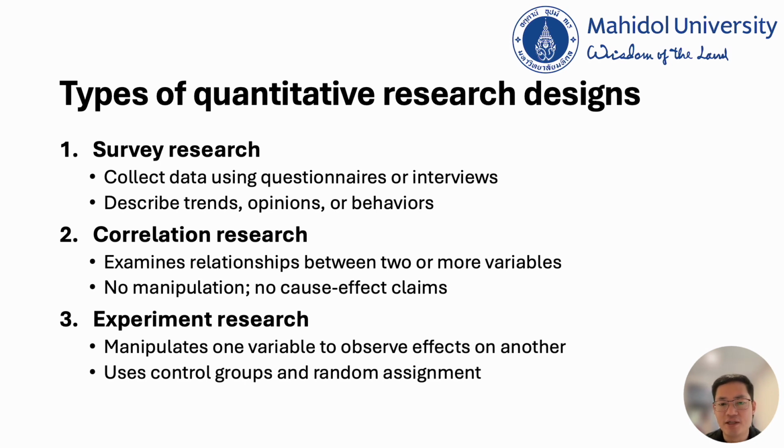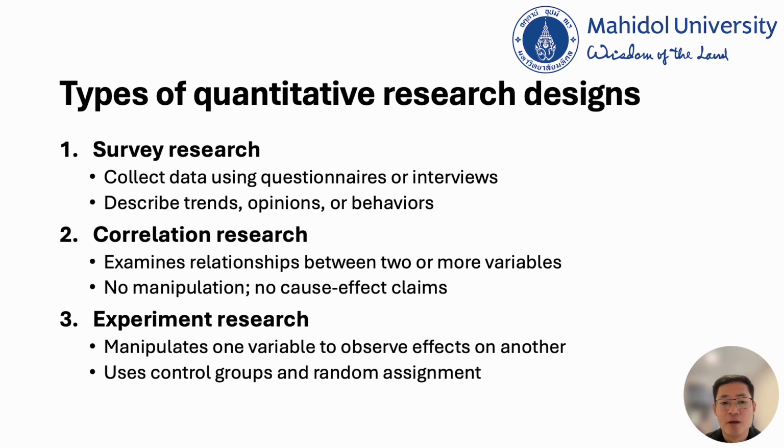Next is correlation research. This design looks at the relationship between variables without trying to change anything. For instance, we might examine the correlation between hours of screen time and sleep quality. It's important to remember, correlation does not imply causation.